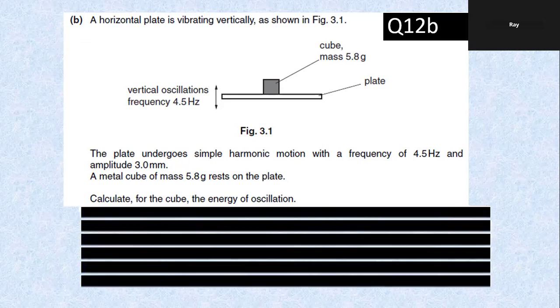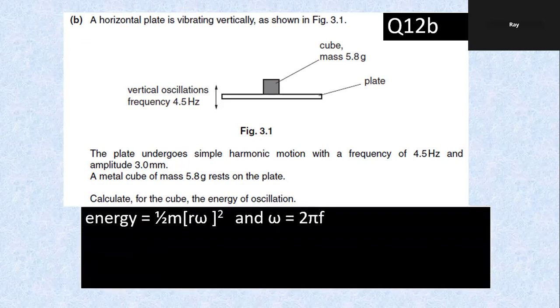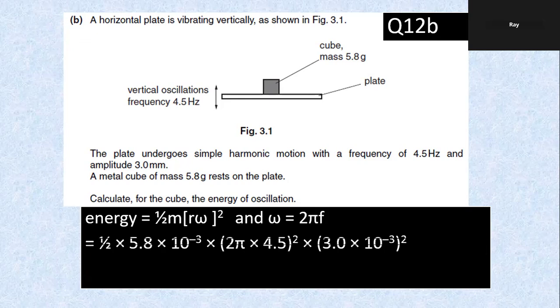Calculate step by step. Energy is half m r omega squared, half m v squared, right? V naught is r omega. Then omega is 2 pi f. And substitute your value inside there.